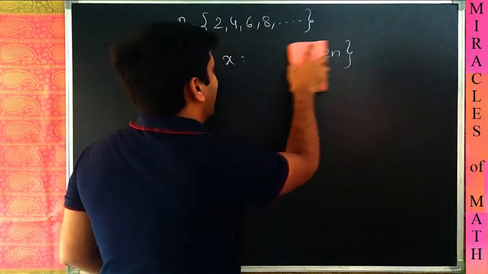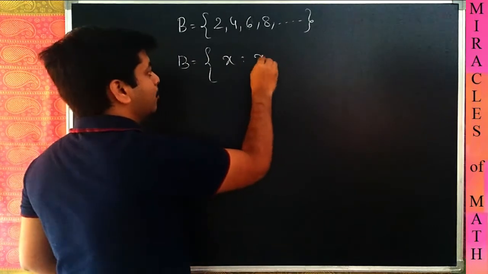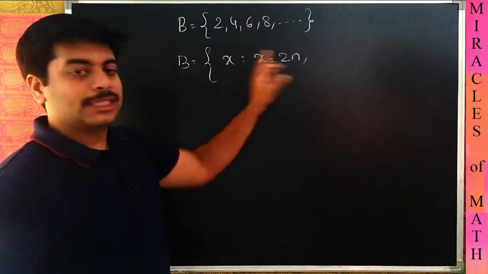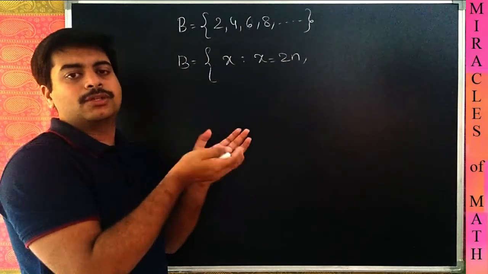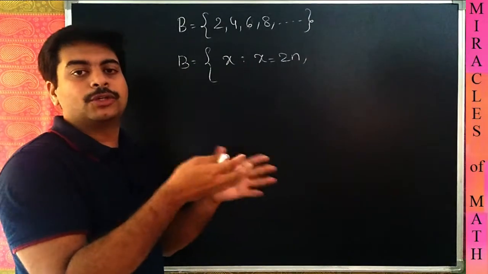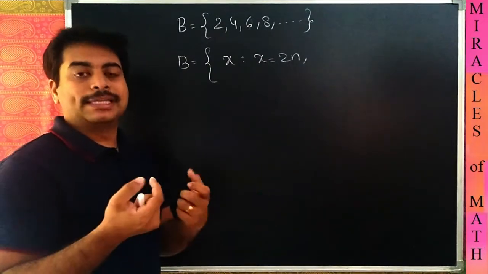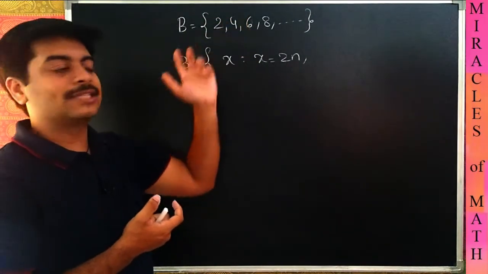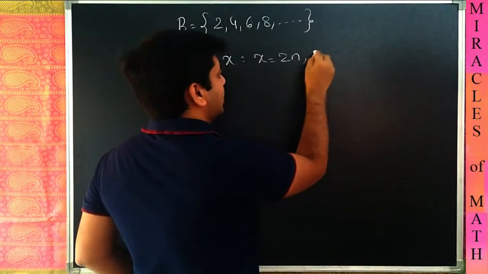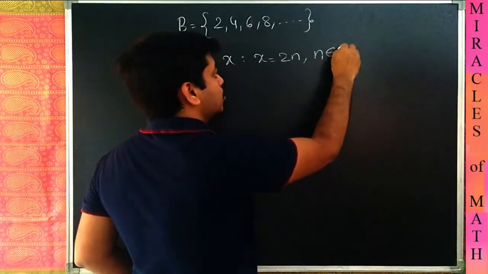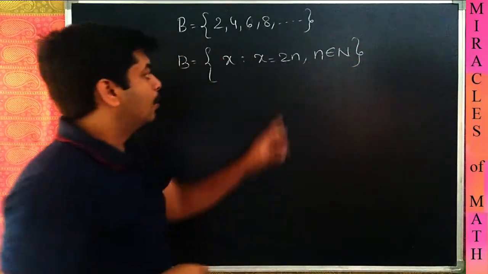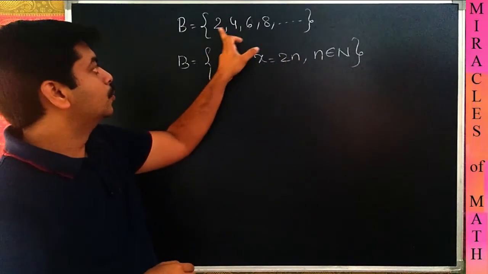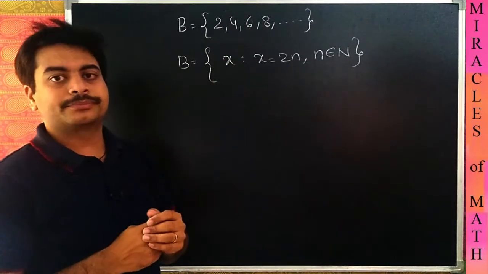What I will do: x such that x is a multiple of 2. If you leave it like this, what happens? 2 into 0, 2 into minus 1, 2 into minus 2, all the negative numbers, 2 into 0.5, 2 into 0.3, 2 into 0.6, all those numbers can come. But there should be some limitation, that we need to take only natural even numbers. For that reason, we list that n belongs to natural number. So a multiple of 2 into a natural number should be there in this set. That is what is given: 2, 4, 6, 8. So this is the set builder form.